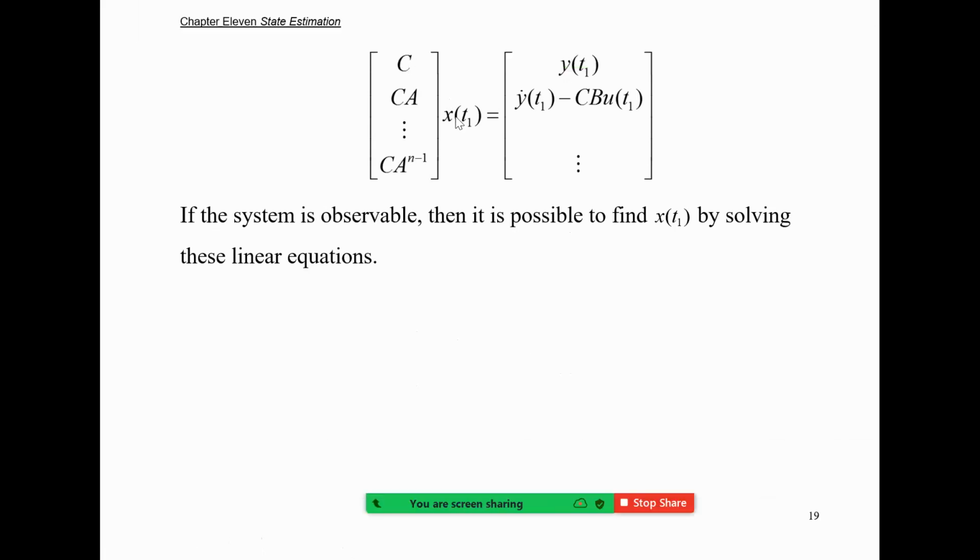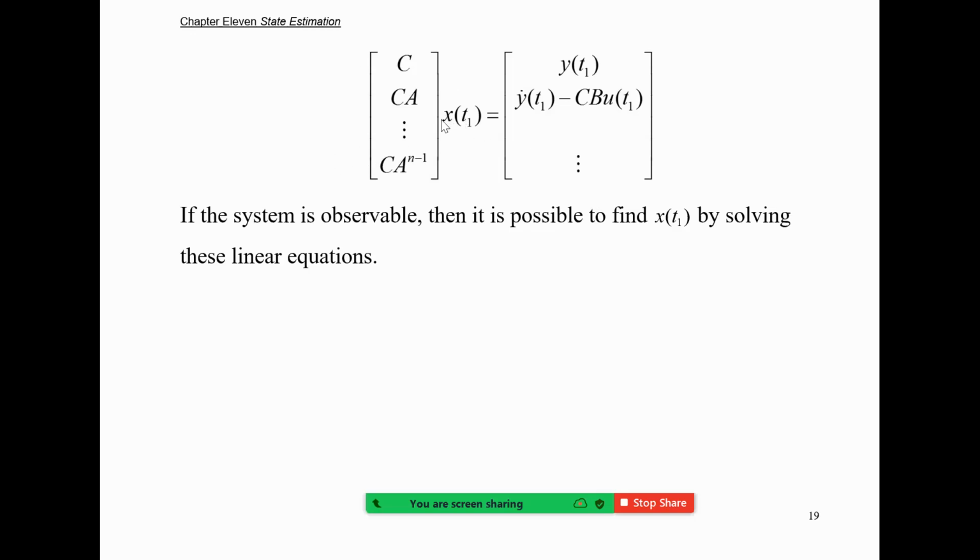The first one, say x, corresponds to y. The second one, say ax, corresponds to y dot, and also something else. Finally, we say a to the power n-1 times x relates to the n-1 derivative of y, and other signals related to the input and output.